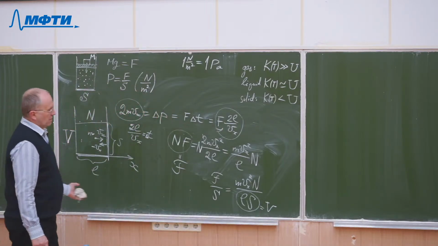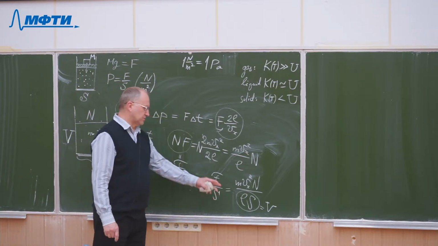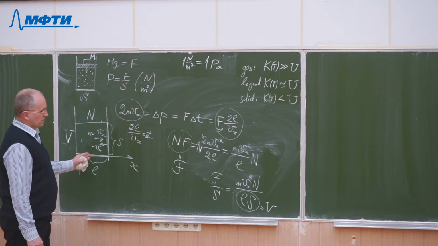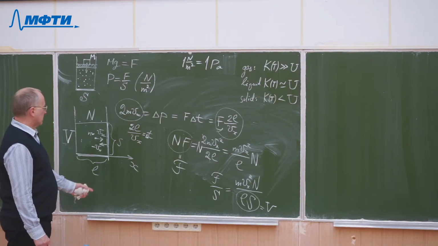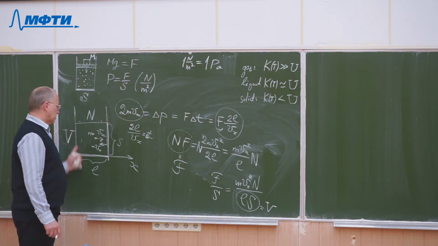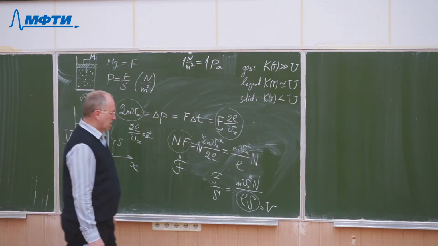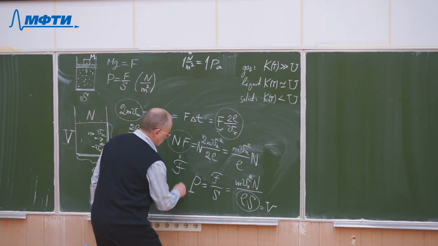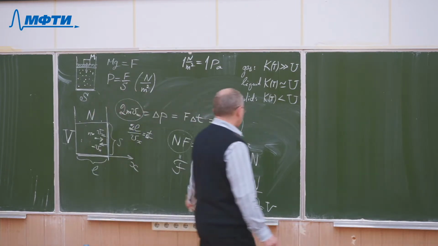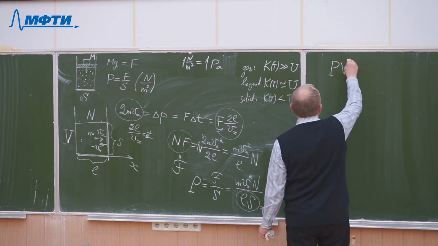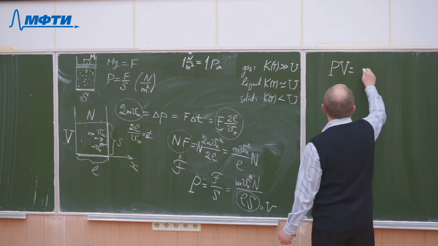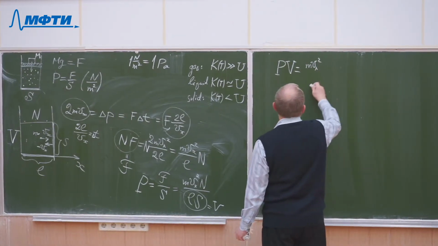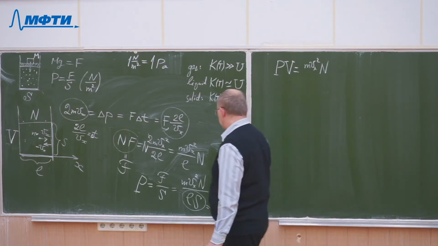It's obvious that the formulas obtained will apply to containers of different forms, but it's easy to derive the formula for a rectangular, cubic form container. So what we have here will be the pressure of the gas, and from here we obtain that pressure times volume is mvx squared times the number of molecules.